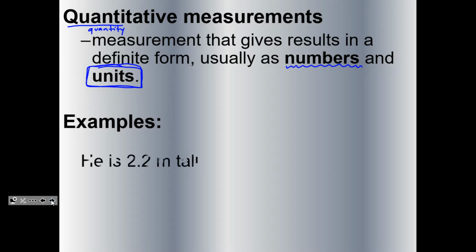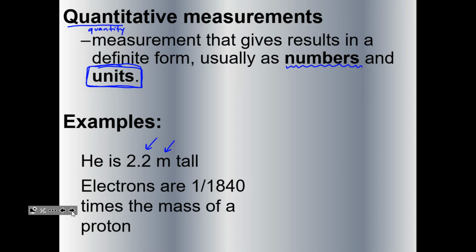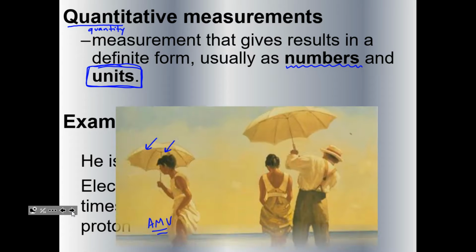So examples: he is 2.2 meters tall. You'll see the number, and you'll actually see a meter, because he could say 2.2 miles tall, and we would know that that's a ridiculous statement. Doesn't make any sense. Electrons aren't just tiny. Electrons are 1/1840th the mass of a proton. And usually we use AMU. So if I'm including a unit, that's atomic mass units. Super, super tiny. We're actually quantifying it here.